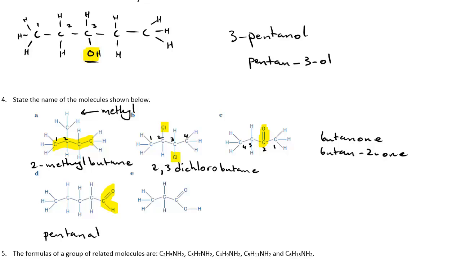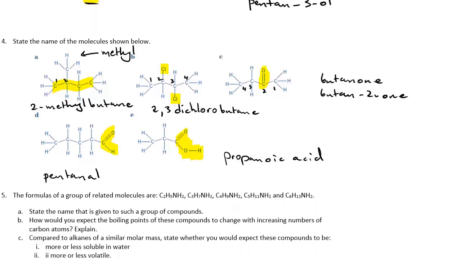Alright, now in this situation we have the functional group right there, and we know that that's a carboxylic acid. Counting how many carbons there are, 1, 2, 3. So this would be propanoic acid. Okay, so moving on.